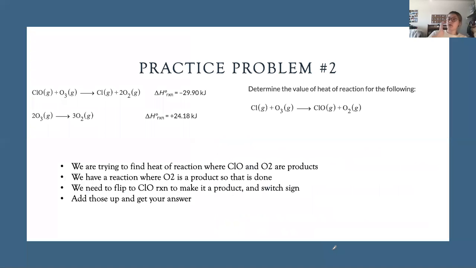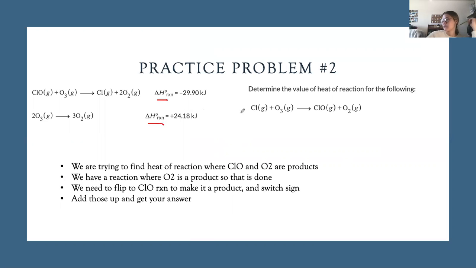Okay, practice problem number 2. Chlorine oxide plus O3 equals chlorine plus 2O2. And then we have 2O3 equals 3O2. Then we have their heat reactants here.